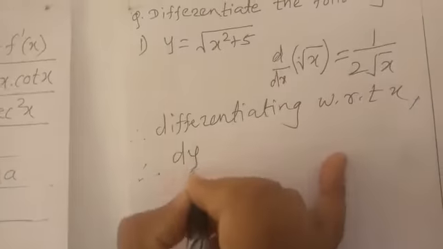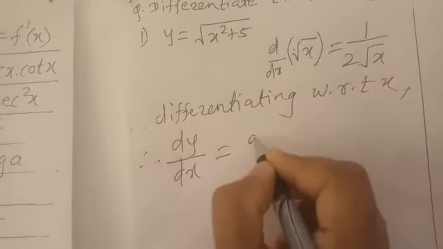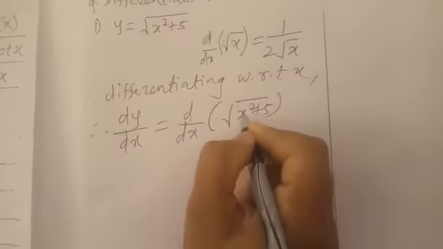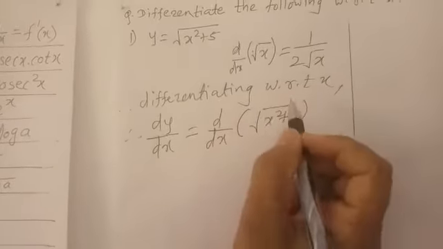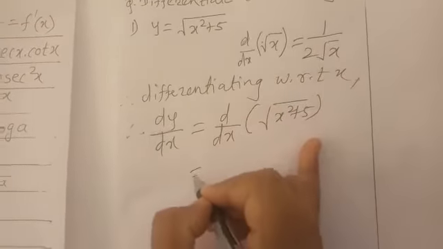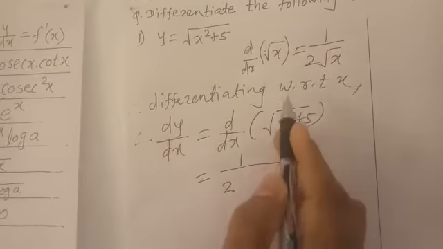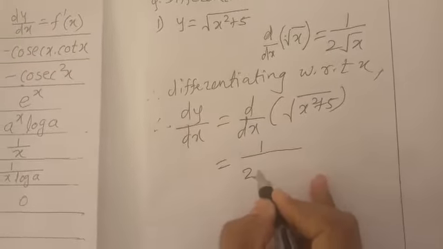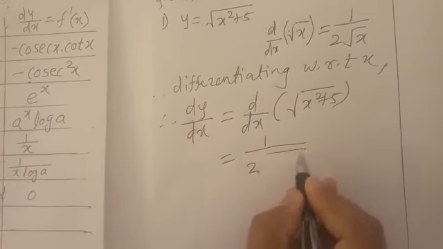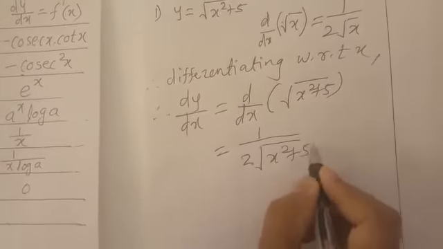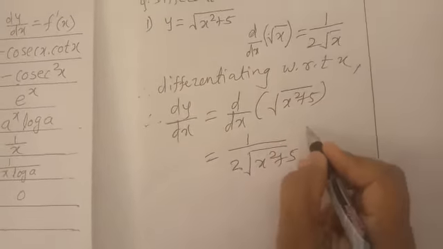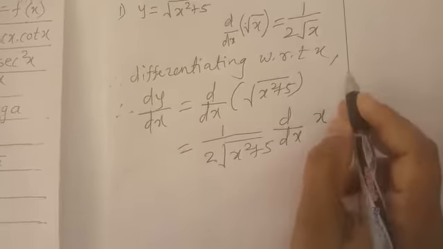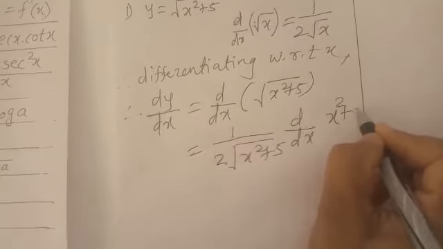therefore dy by dx is equal to d by dx of in bracket root x square plus 5. Root x square plus 5 is in the form of root x and therefore its derivative is 1 upon 2 root x. Therefore the derivative of root x square plus 5 is 1 upon 2 in root x square plus 5. And again we have to take the derivative of this term. Therefore d by dx of x square plus 5.